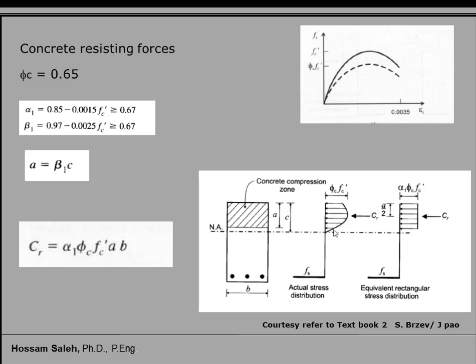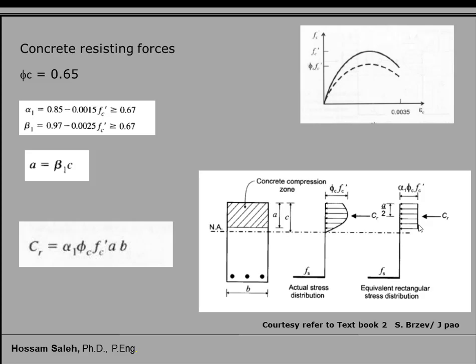That's why the Canadian code and many others, like the Eurocode and the American codes, introduced the equivalent stress block. What does it mean? It means that instead of having this diagram in this shape, I will have a stress block with equal distribution of the forces.